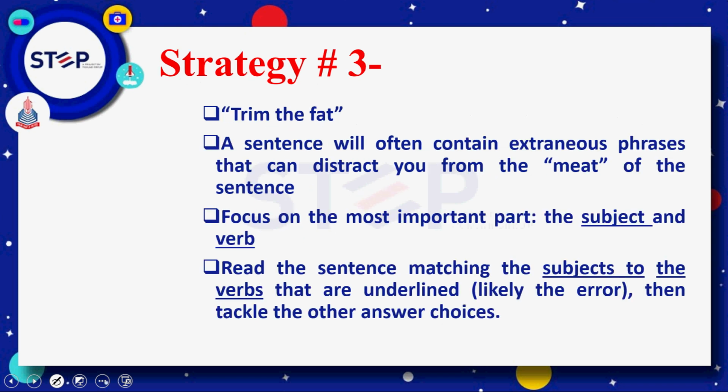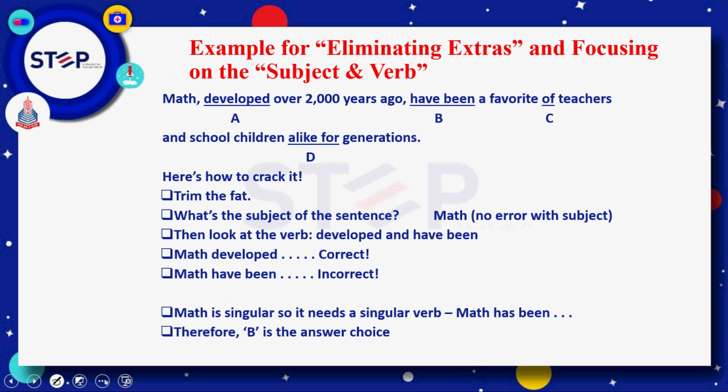Trim the fat. For example, if there is a very long sentence, even then there is supposed to be a subject and a verb because the subject is a noun. There may be some adjectives attached. If a verb is there, then there may be some adverbs attached, and things like that. A sentence will often contain extraneous phrases that can distract you from the meat of the sentence. Focus on the most important part, the subject and verb. So we are supposed to focus on the most important part, the subject and verb. Read the sentence matching the subjects to the verbs that are underlined, likely the error, then tackle the other answer choices. Here is an example for eliminating extras and focusing on the subject and verb.